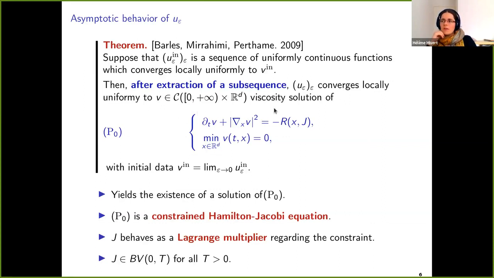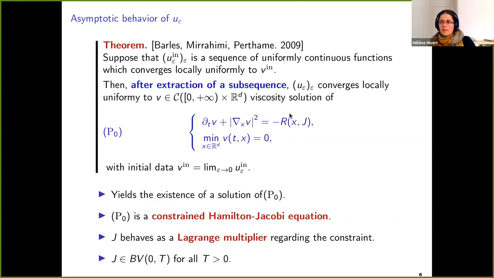And this V is the viscosity solution of this equation, which is actually a Hamilton-Jacobi equation, dTV plus the square of the gradient of V equal to minus R of x, J, and J is a constraint. Actually, it is a Lagrange multiplier which is determined such that the minimum of V for all time is 0. So this theorem actually gives the existence of a solution of this constrained Hamilton-Jacobi equation. But in this paper, the uniqueness was lacking.